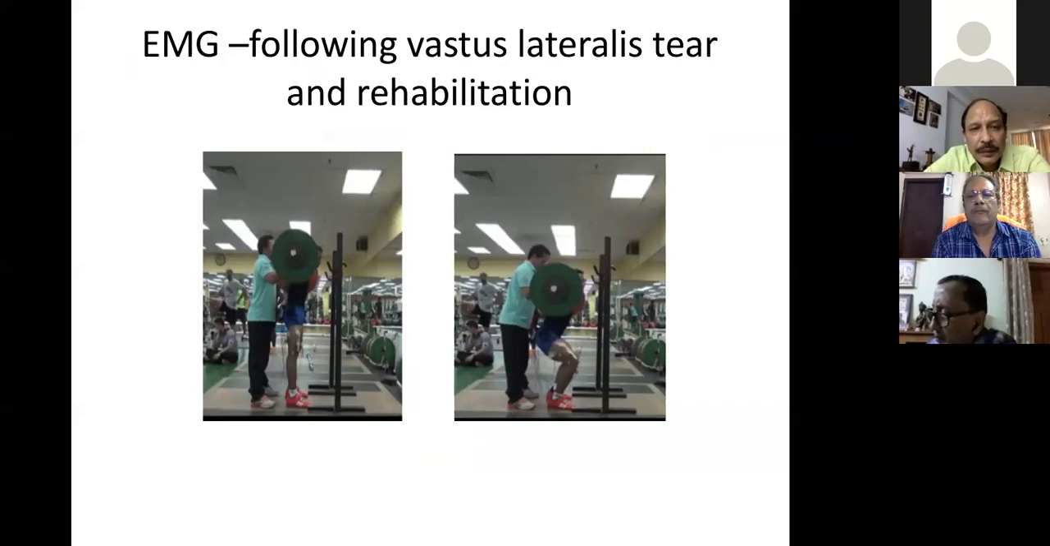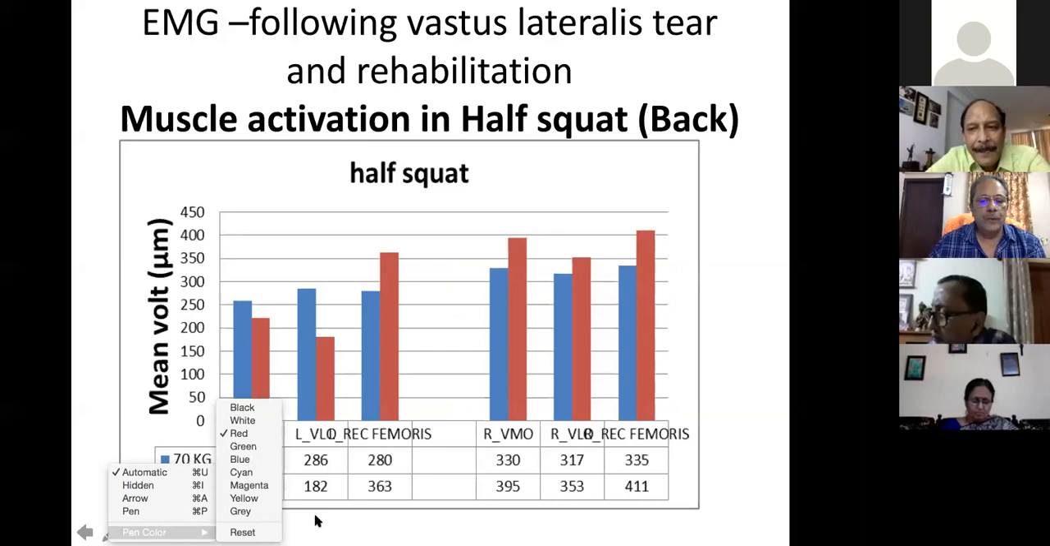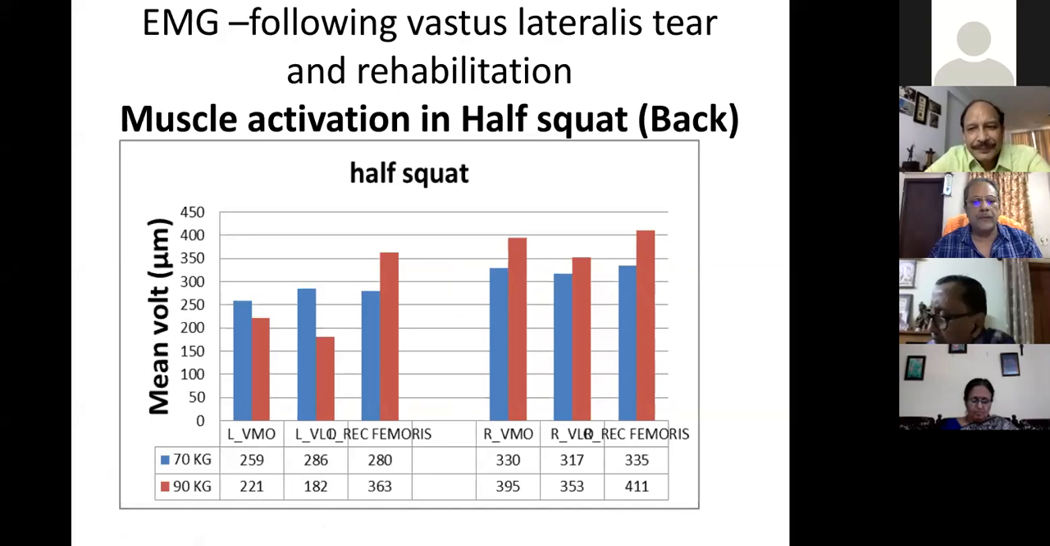Okay, now this is a case of a weight lifter. He had a vastus lateralis tear and after rehabilitation he has come back to training. So we again put EMG on his muscles and then we did the analysis. In the quadriceps, actually four muscles are there, but we can put the EMG electrodes only onto three muscles. So we have put on vastus medialis, vastus lateralis, rectus femoris. This is on the left side and the same on the right side.